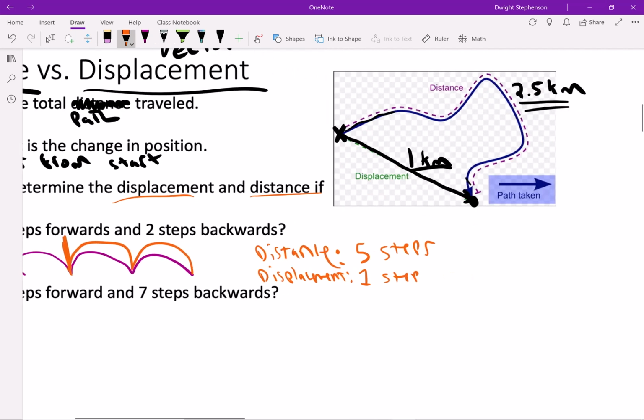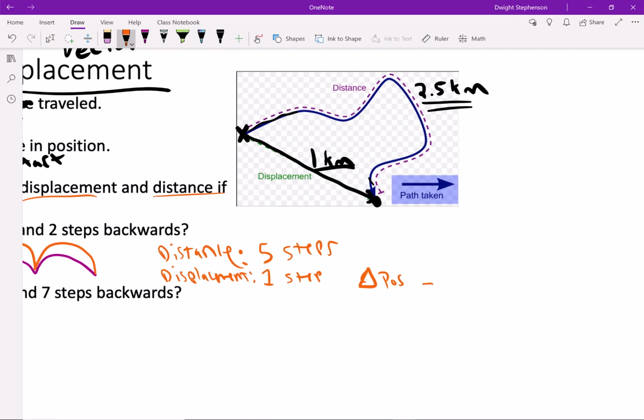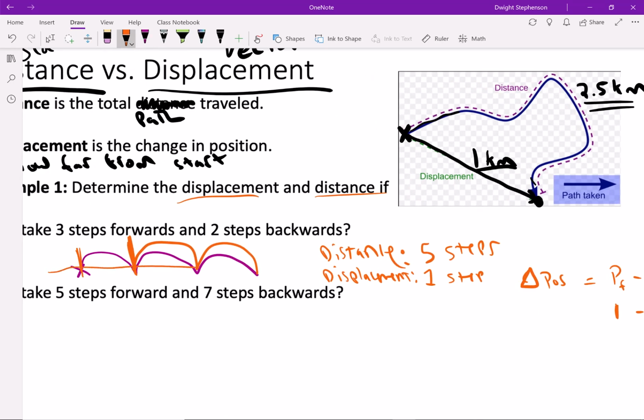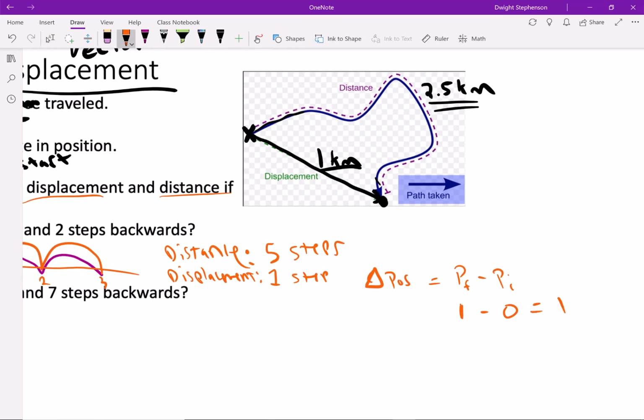And the way you could calculate displacement is, remember, it's change in position. We're going to use this delta symbol for change. So it's change in position. The change in position is the final position minus the initial position. So my final position was 1, my initial position was 0. If we think about this as a number line, this was 0 steps, 1 step, 2 steps, 3 steps away. And so if I do final position minus initial position, I just get 1.